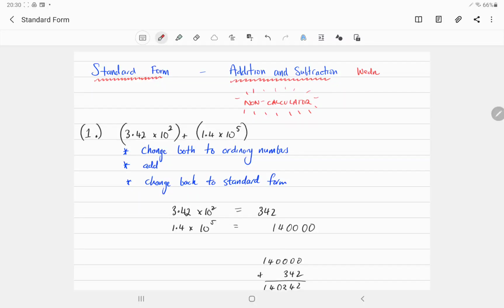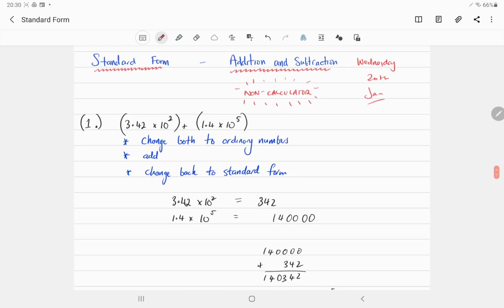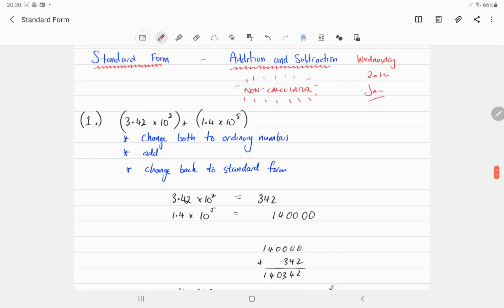For Wednesday, the 20th of January, I'm going to show you how to use standard form for addition and subtraction. So how to add and subtract standard form. The method is that if you're given a question like this, question 1, 3.42 by 10 to the 2 plus 1.4 by 10 to the 5, you change them into ordinary numbers, then you do the addition, and then you change it back into standard form.